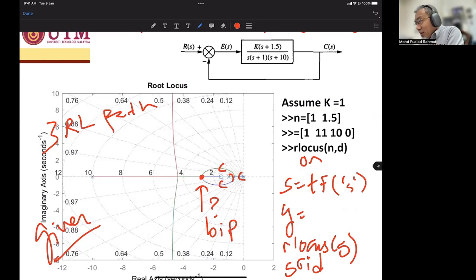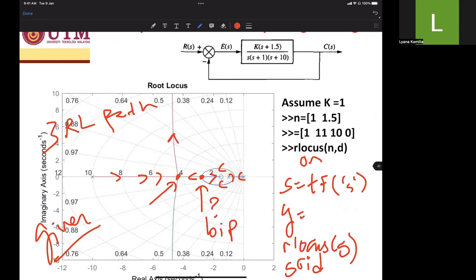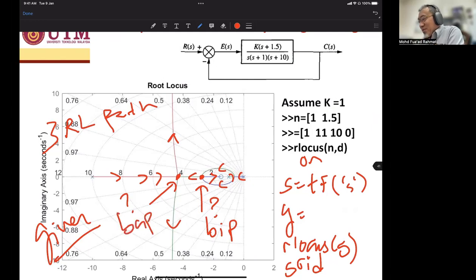Then it's going here in, 1 over here, 1 over here. And then there is an open loop pole at minus 10. Liana again. What point is this? Yes, Doctor. Break in point. Break away. Break away point.